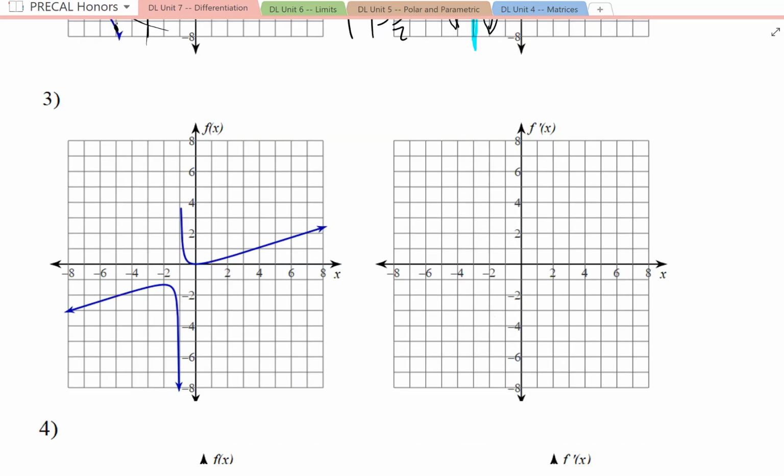After doing number 2, number 3 might be a little bit easier for you to understand. So I'm going to go through it a little bit faster. Try it on your own though first before you watch me do it.